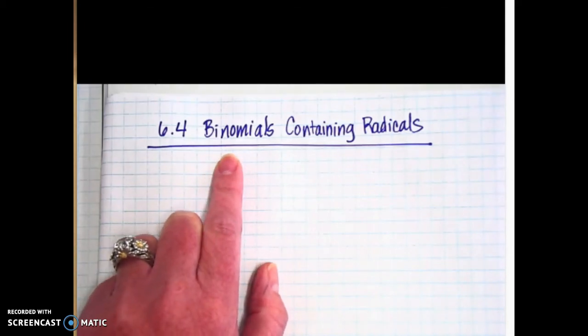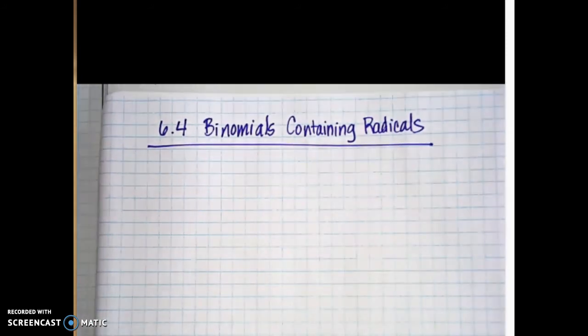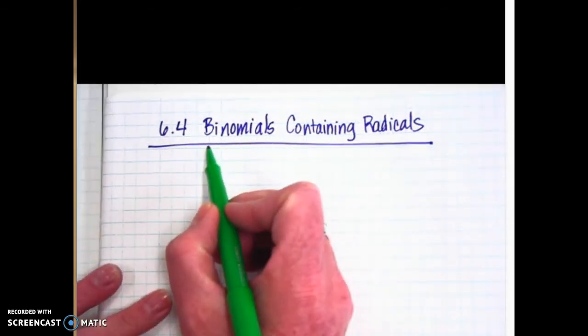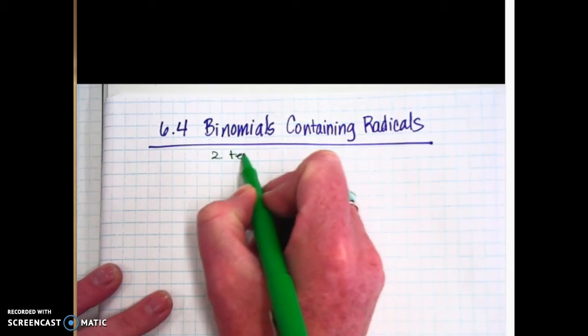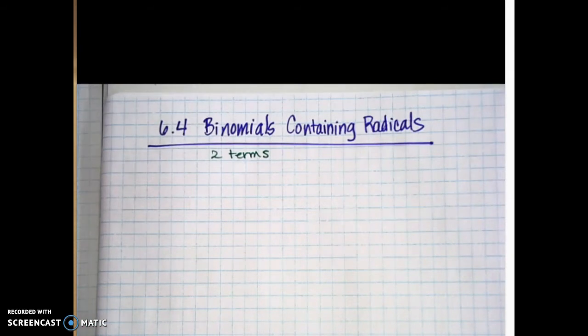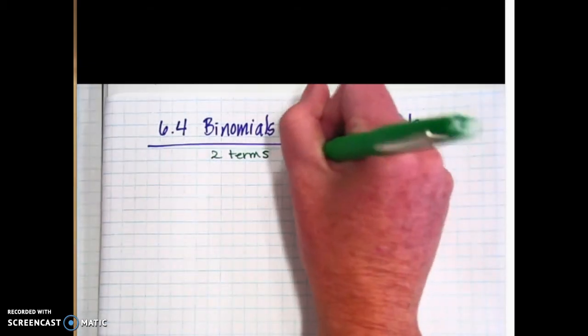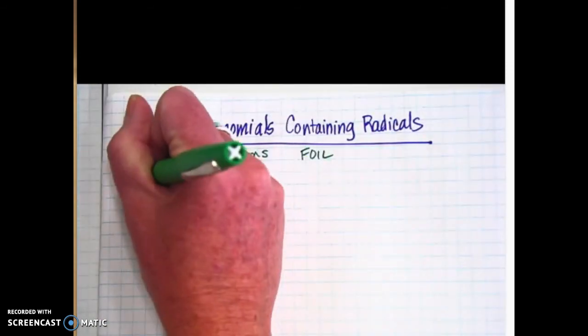Okay, so we're going to be talking about binomials containing radicals. Yesterday we added and subtracted. Today we're going to multiply, and binomial means it has how many terms? Two terms. And when we do it with just something like 2x plus 7 times 3x minus 1, we use this method, this acronym. Anybody know it? FOIL, right? Okay. So we're going to use FOIL to multiply our two binomials.